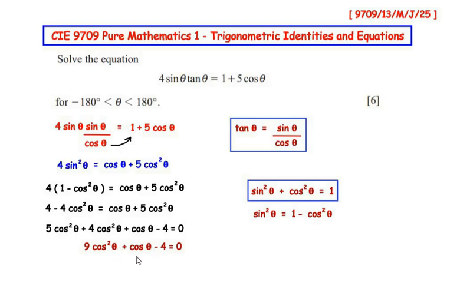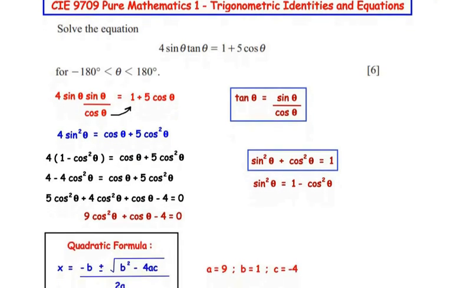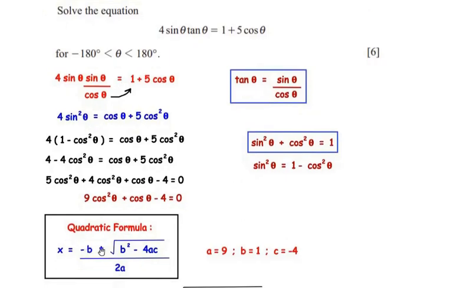And for this we are going to use the quadratic formula, which is x is equal to minus b plus minus square root of b square minus 4ac over 2a. Now here a is the coefficient of x square, which is cos square in this case. So a will be equal to 9. b is the coefficient of cos theta, which is 1. And c is the constant, which is negative 4.